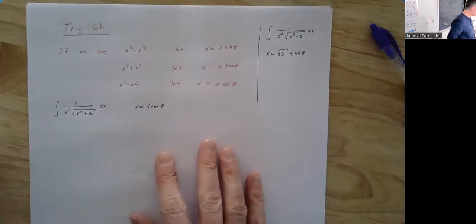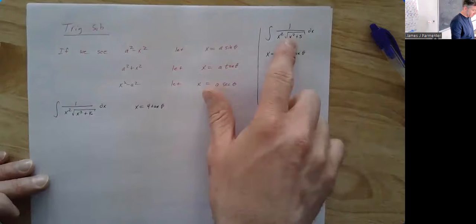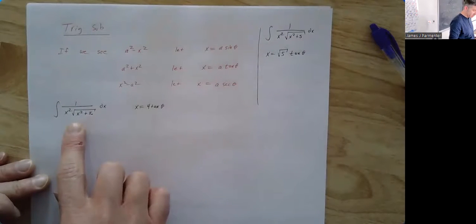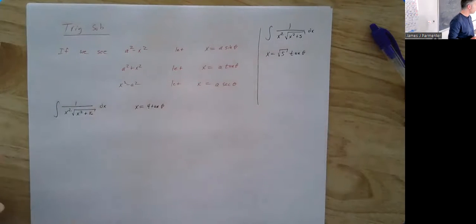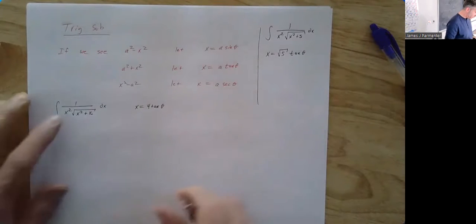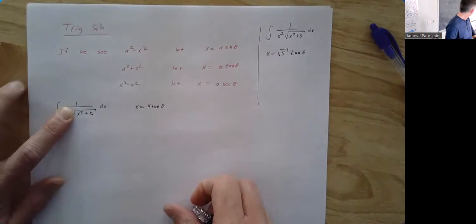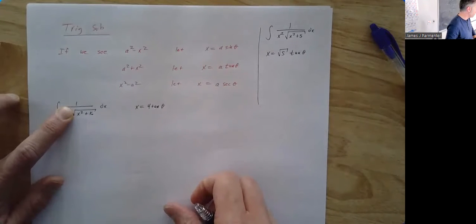I'll point out this example on the side is virtually the same as this example here. I've just changed 5 with 16. If the x squared in the denominator wasn't there, would u have to equal 4? So if the x squared wasn't there, I would still do a trig sub. Yeah, because if you had a u sub, you need to have an x.